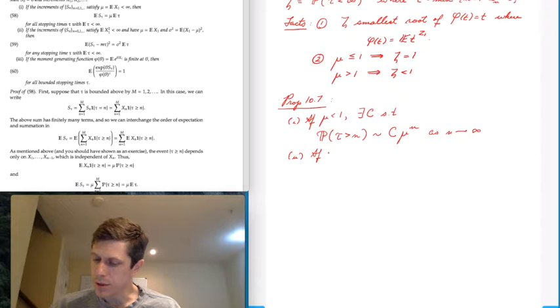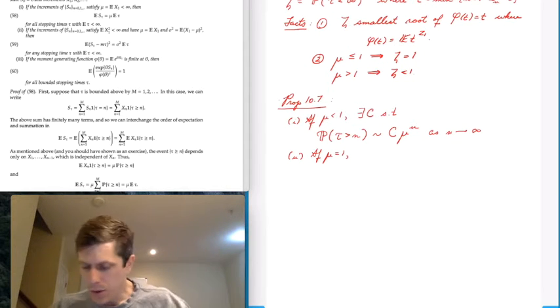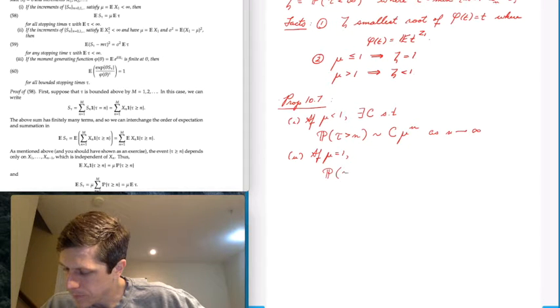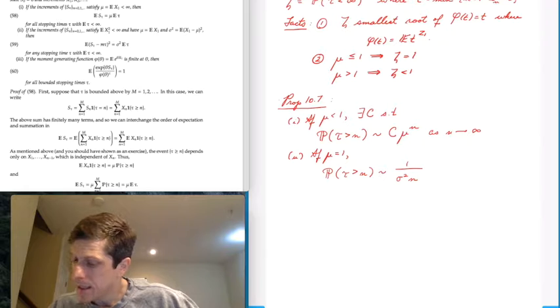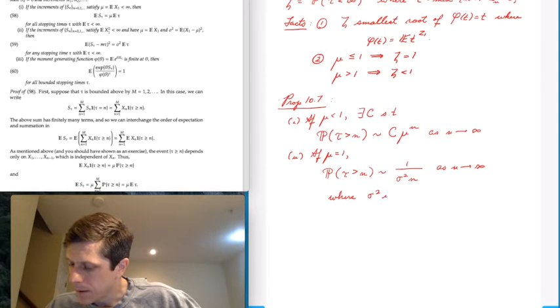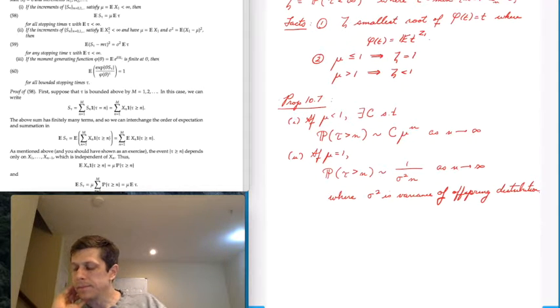On the other hand, if mu is equal to 1, then the probability of extinction time exceeding n is asymptotic to 1 over sigma squared n, as n goes to infinity, where sigma squared is the variance of the offspring distribution. So in this case, what's happening is this is actually decaying very slowly. If the mean of the offspring distribution is 1, then this probability of decay is larger for larger values of the variance.